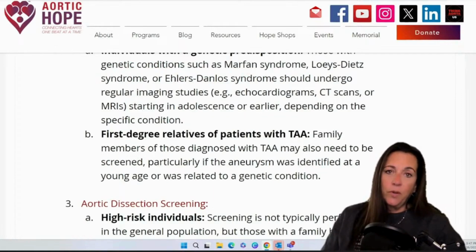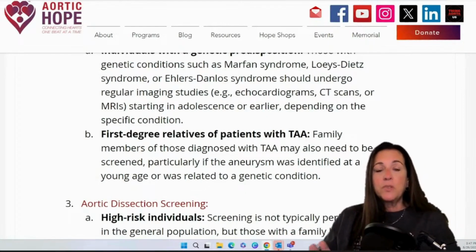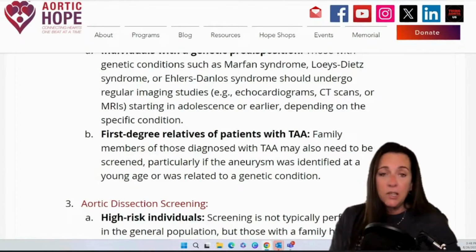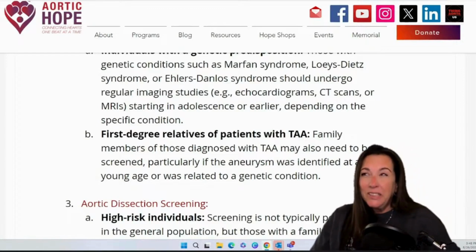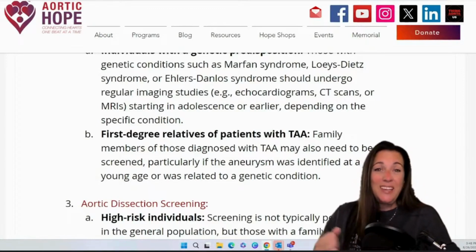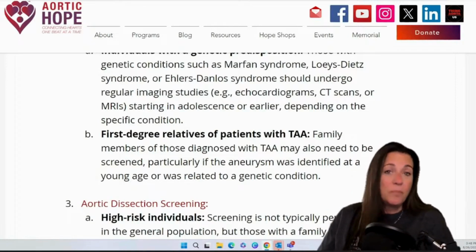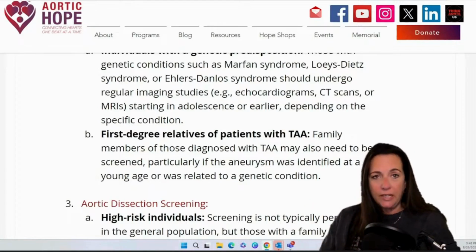Now, if you have a first-degree relative with thoracic aortic aneurysm disease, then the family members of those that have been diagnosed with a TAA may also need to be screened, particularly if the aneurysm was identified at a younger age. And younger meaning, I believe, 45 and under. So yay, if you're 44, you're considered young in this. Not that you're not young compared to me also, but particularly if it was identified at a younger age or was related to a genetic condition.